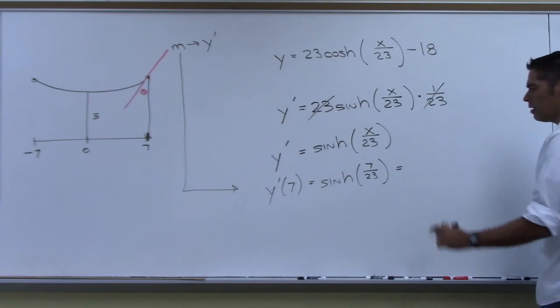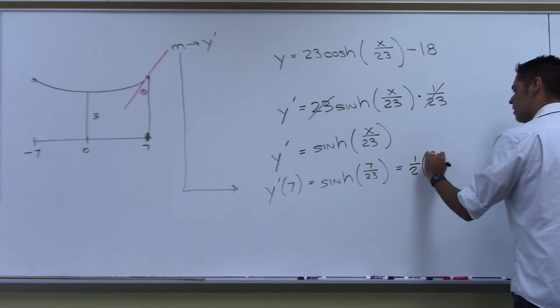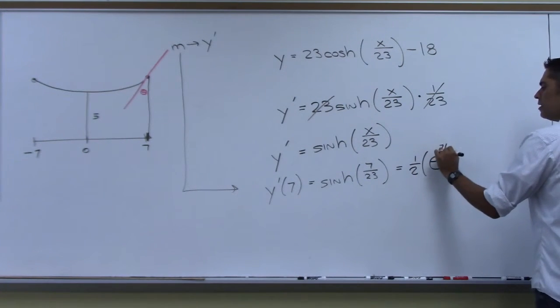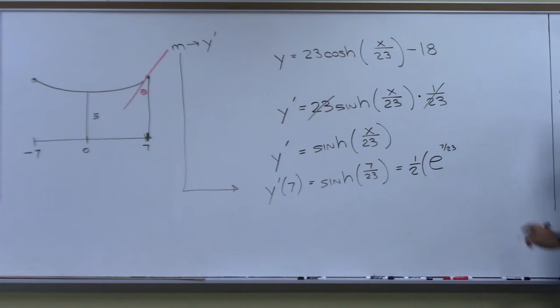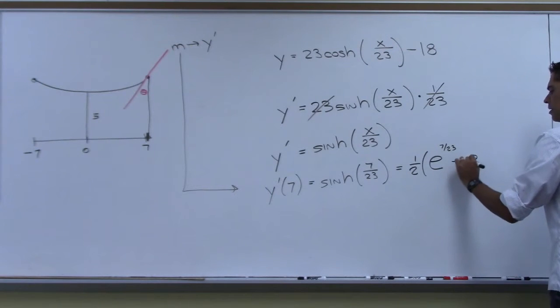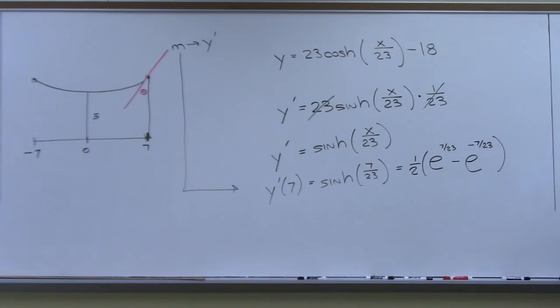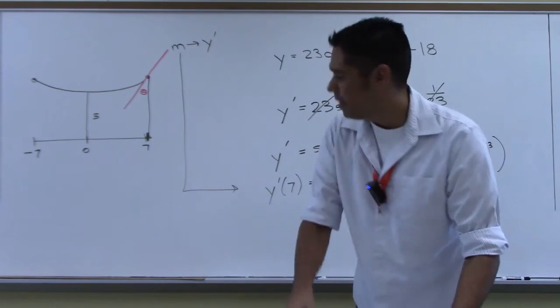If you don't, it's okay. If not, it becomes 1/2 e to the 7 over 23. Is the sign hyperbolic plus or minus? Minus e to the negative 7 over 23. So whatever that is on your calculator. Anybody get that? 0.309? Okay. Just making sure you all agree.